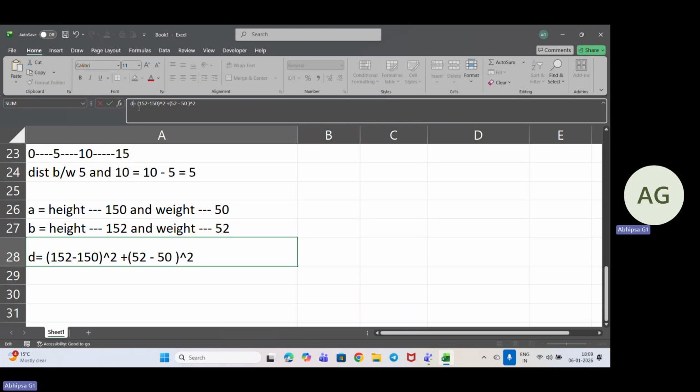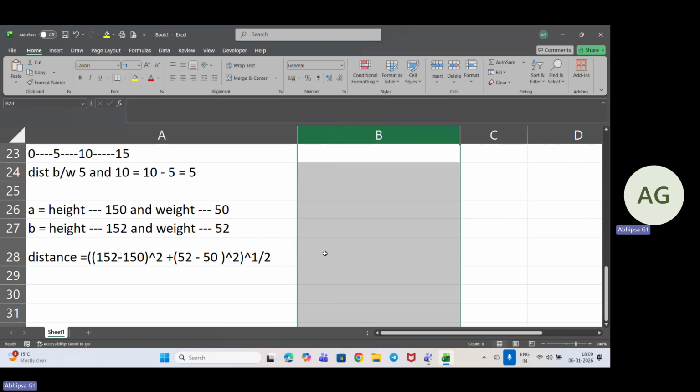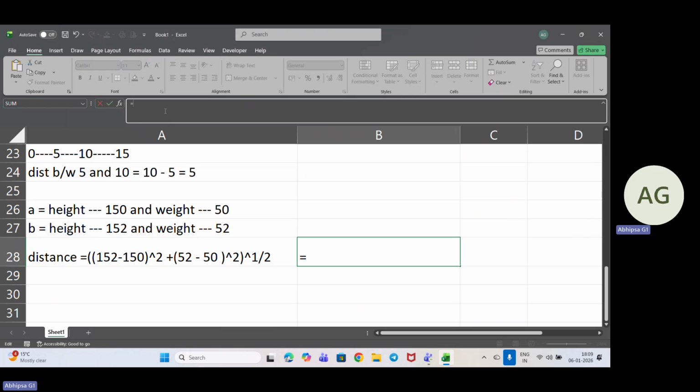Okay, let's write it here, the distance. And here we basically need to do the square root of it, that is, to the power half. So if I continue with the calculation, 152 minus 150 is coming out as 2. The square of 2 is 4. And again, 52 minus 50 is 2, and the square of 2 is 4. So it is coming out as 8, and we need to take the square root of 8. The square root of 8 would be the result. Okay. So this is the basic idea of how to find the distance.